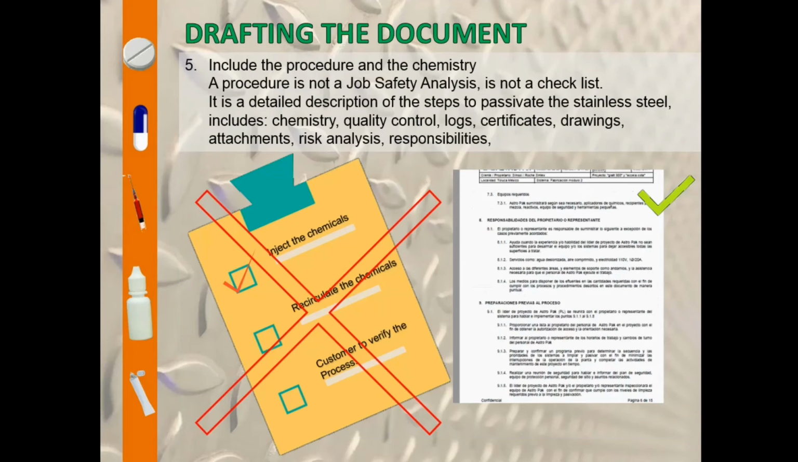A procedure is not a checklist, neither a job safety analysis. Frequently, I have seen these documents as procedures. They can be part of the procedure, but are not enough by themselves. Do not accept a generic checklist that says, for example, 1. Inject the chemicals, 2. Recirculate the chemicals, and 3. Customs to verify the process. No, a procedure should be very detailed.